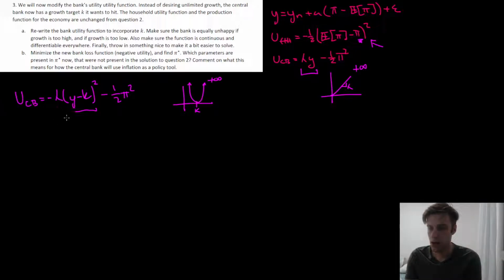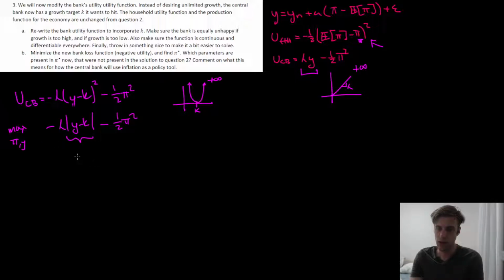Okay. And then it says, make sure the function is continuous and differentiable everywhere. Perfect. Our function is differentiable and continuous everywhere. Maybe you thought about absolute value. You thought, well, we could write minus lambda, absolute value, y minus k, absolute value, minus 1/2 pi squared. This is almost nice, but when we go to maximize this with respect to pi and y, how do you take the derivative of the absolute value, right?